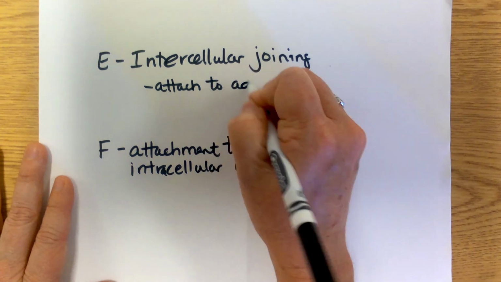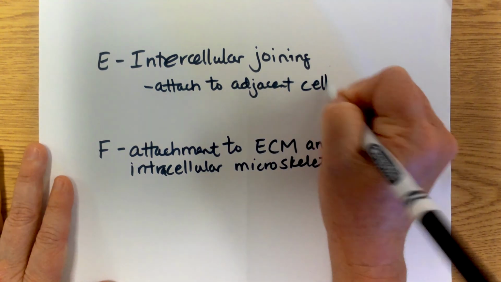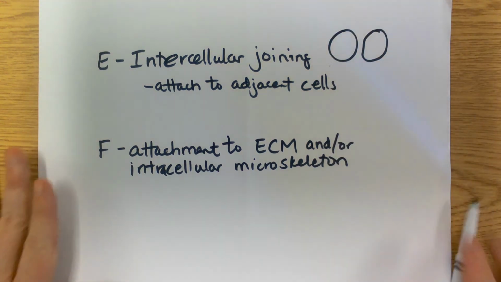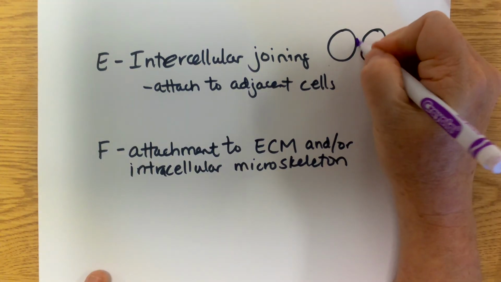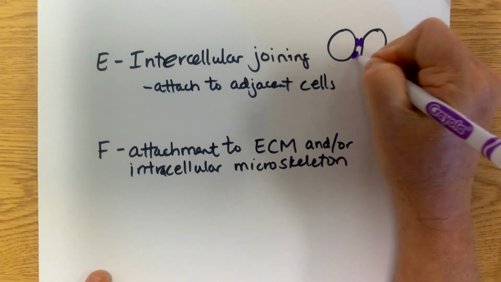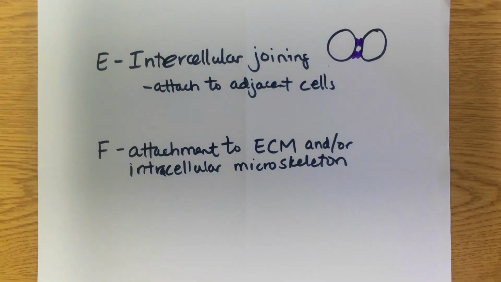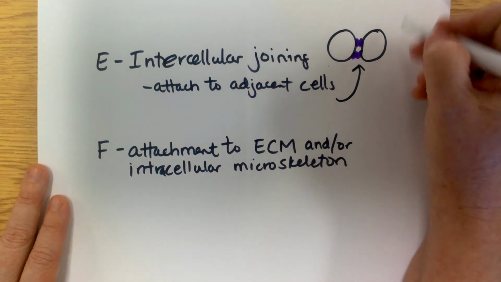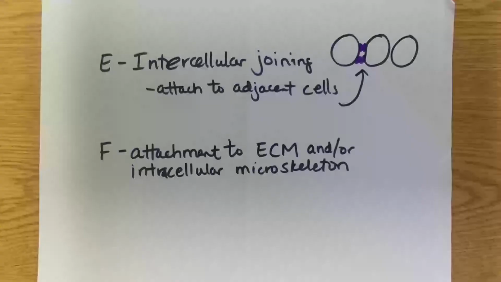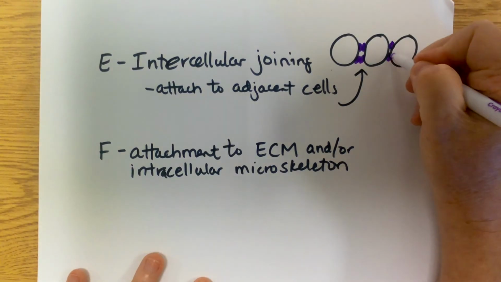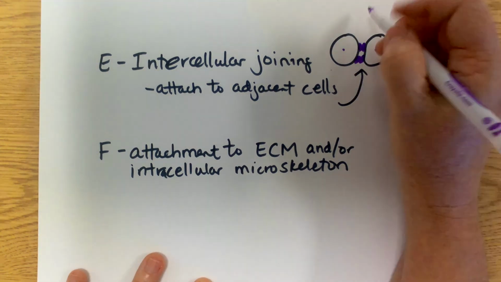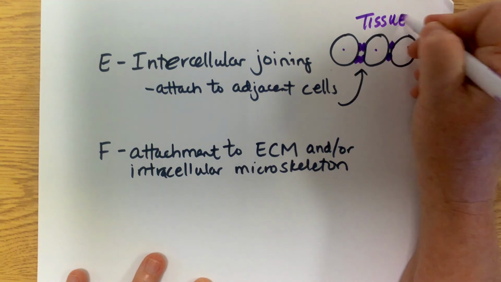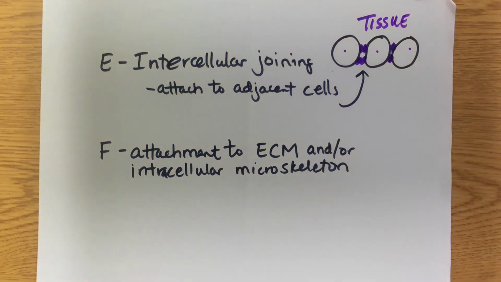Adjacent means beside. Okay, so if you see this cell and it needs to attach to this cell, they're going to have proteins on their surface that allow them to stick together. Some cells have a lot of them and stick very tightly together, and some cells have little spaces between them. But whenever two cells are sticking together, and then you have another one, a group of cells that are working together to perform a function, so you get thousands and millions of these, is called tissue. Then when you get all the tissues sticking together, they call it an organ.